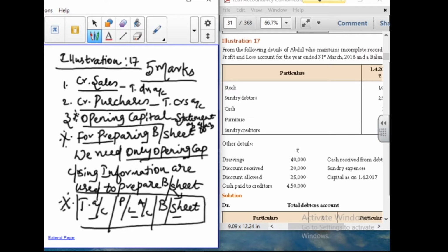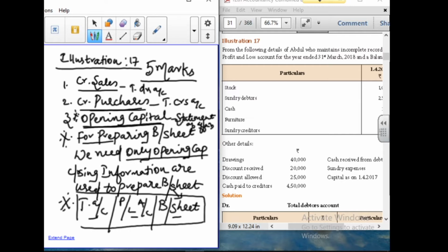In the same way, if credit purchases information is given, no need to find it out. If it is not given, we prepare the creditors account and find it. This credit purchases is used in the trading account on the debit side. Next, opening capital. If it is given in the question, no need to find it. If nothing is given about the opening capital, we prepare the statement of affairs to find it. First, we have to find these 3 things. Then we move on to preparing the trading, profit and loss account and balance sheet.